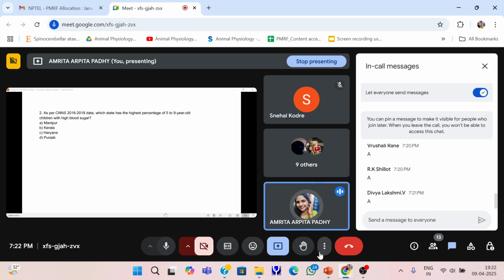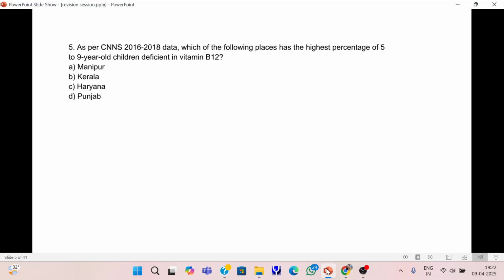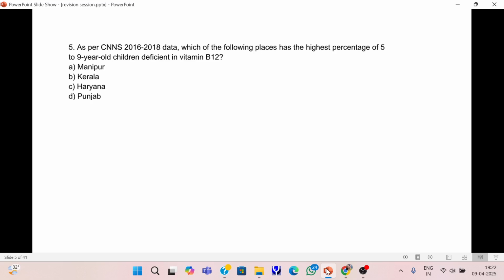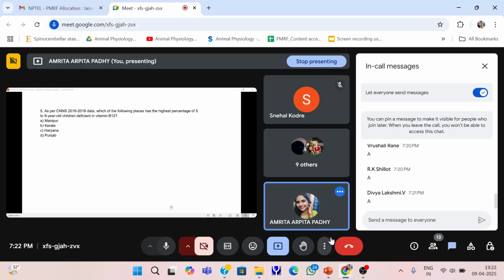Okay, let's see what is the correct answer. It is A. Manipur. Manipur is the state with the highest percentage of 5 to 9-year-old children with high blood sugar. Moving on to the next question. As per CNNS 2016 to 2018 data, which of the following places has the highest percentage of 5 to 9-year-old children deficient in vitamin B12? Start answering.